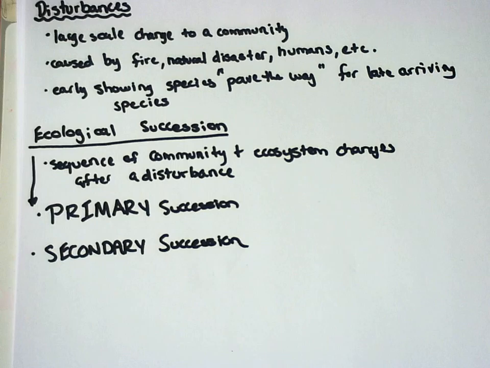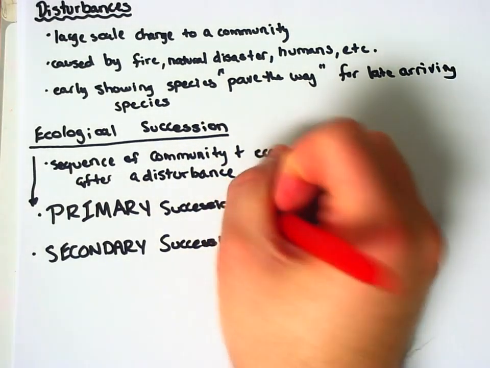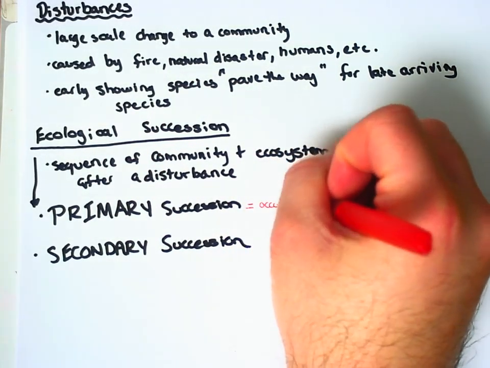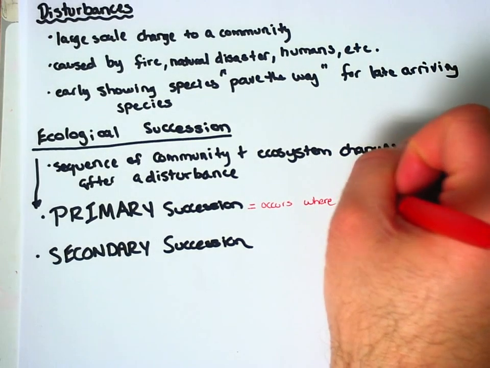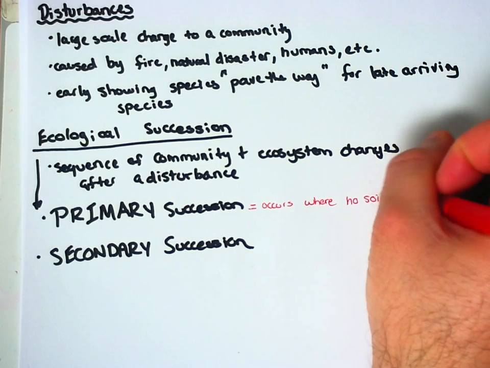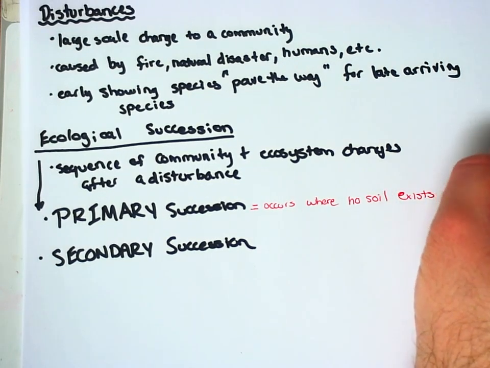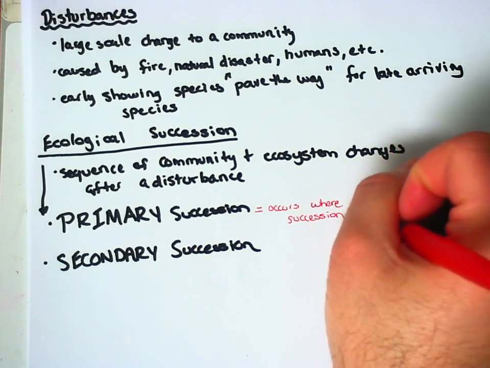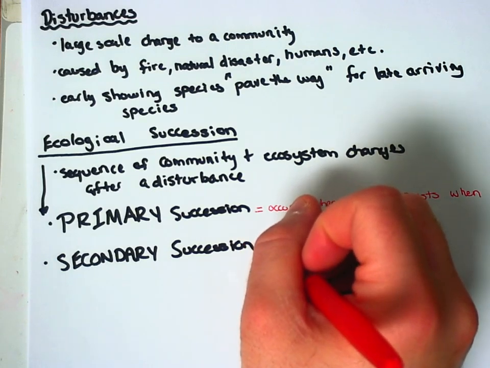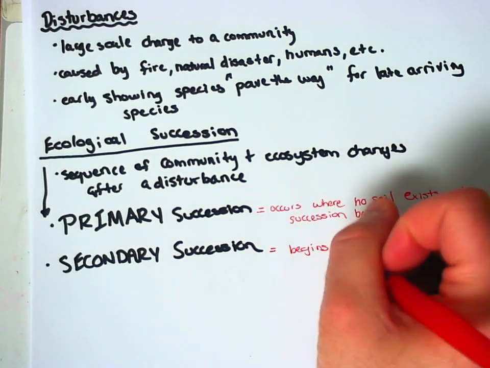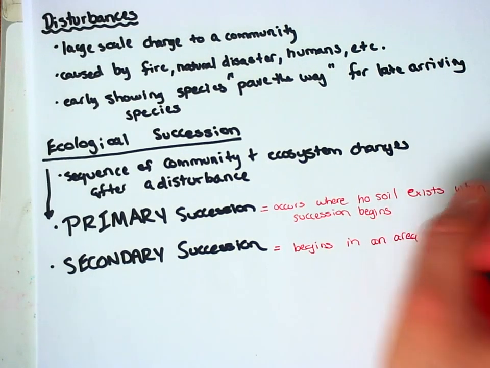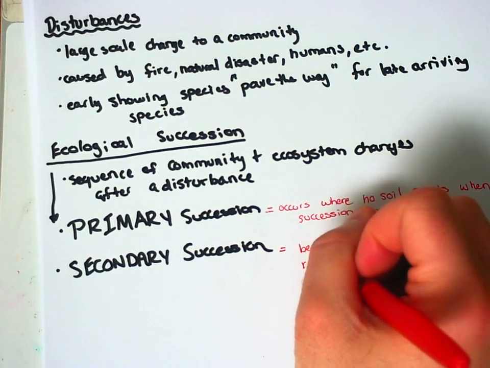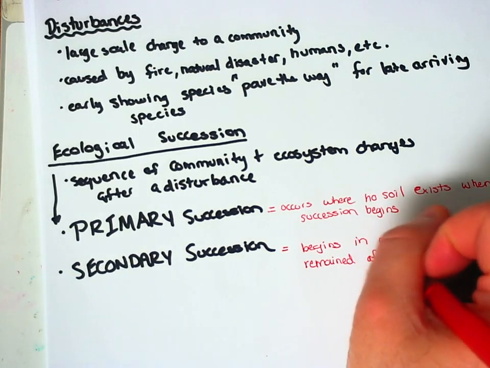In the case of primary succession, primary succession is going to be occurring where no soil exists when the succession begins. In the case of secondary succession, this begins in an area where soil has remained after a disturbance.